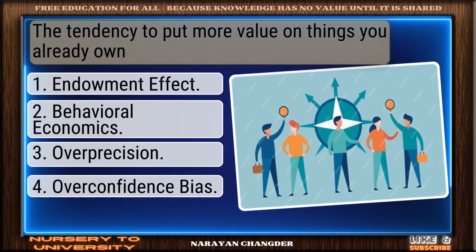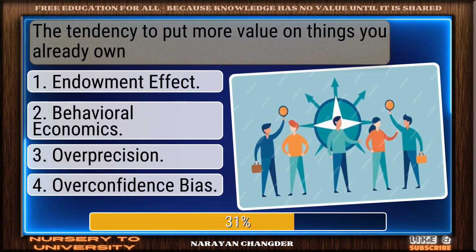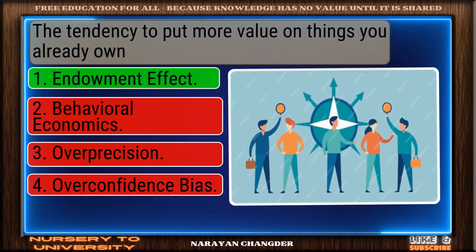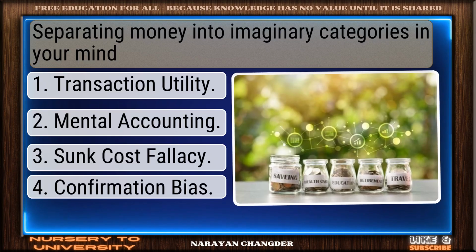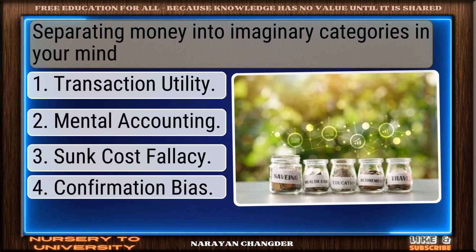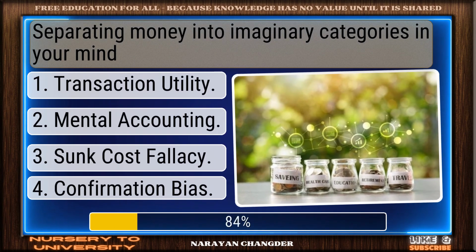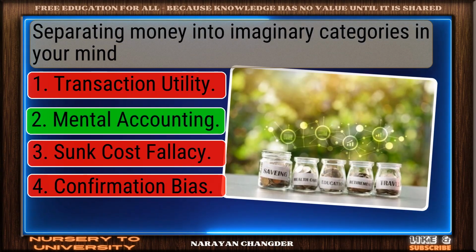The tendency to put more value on things you already own. Exactly. Endowment effect makes sense, and it is right choice. Separating money into imaginary categories in your mind. Right again. Mental accounting is a valid answer.